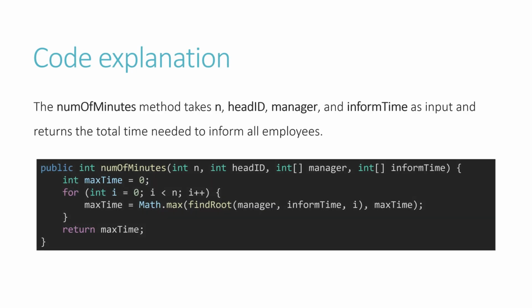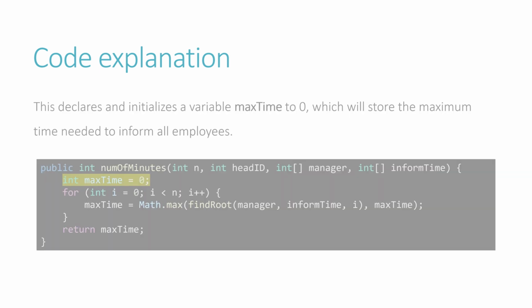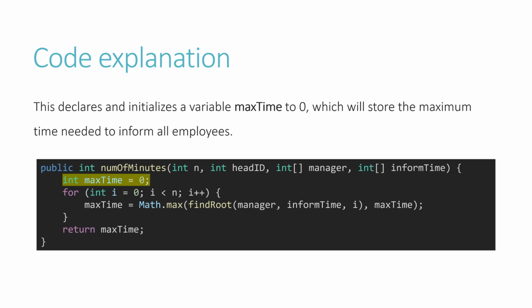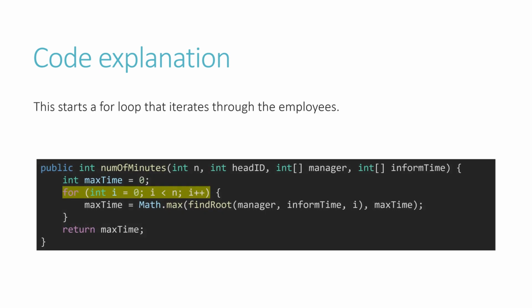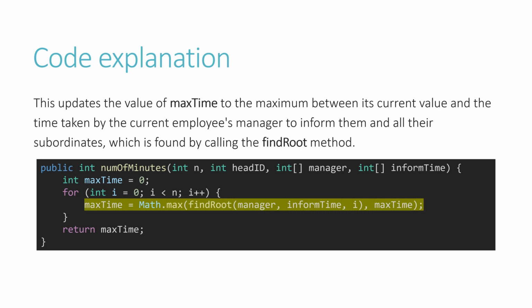Code explanation. The numOfMinutes method takes n, headID, manager, and informTime as input and returns the total time needed to inform all employees. This declares and initializes a variable maxTime to 0, which will store the maximum time needed to inform all employees. This starts a for loop that iterates through the employees. This updates the value of maxTime to the maximum between its current value and the time taken by the current employee's manager to inform them and all their subordinates, which is found by calling the findRoot method.